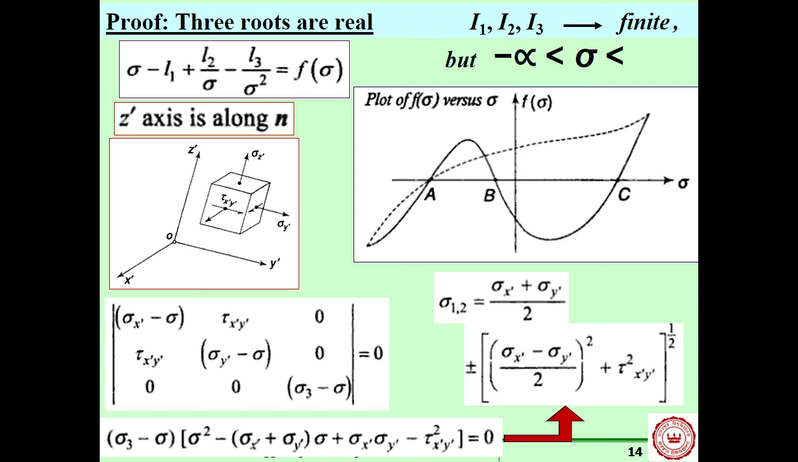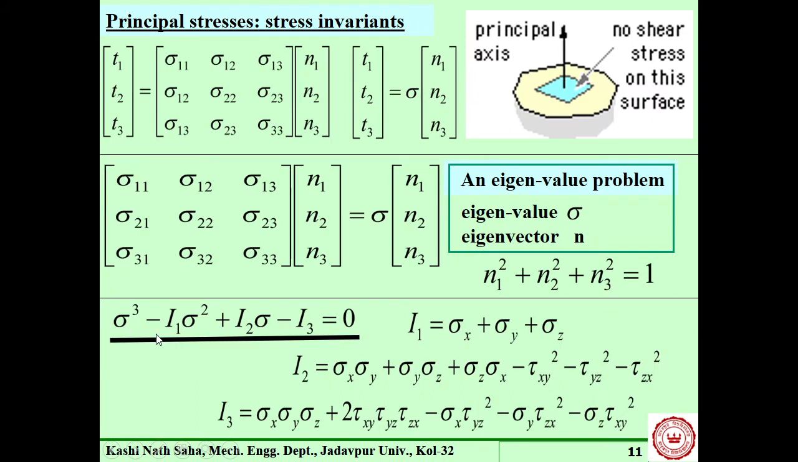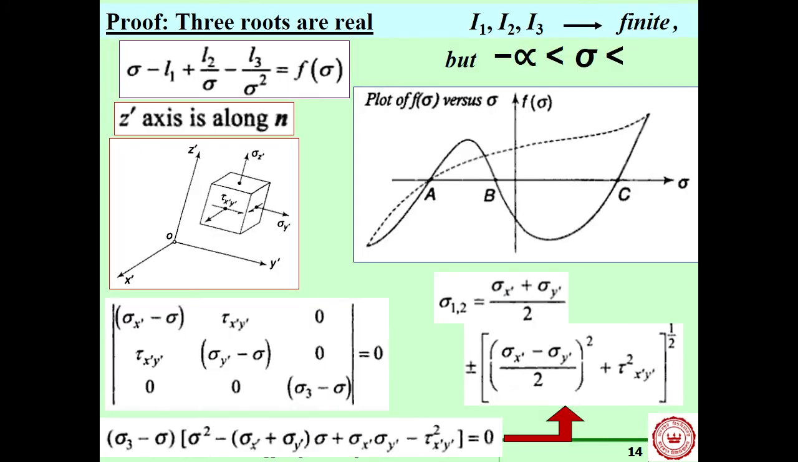Now, you see how this f(sigma) is represented here. It is the same thing, our cubic equation; you divide it by sigma square. This is sigma minus I1 plus I2 by sigma minus I3 by sigma square. What is the reason behind it? The reason is that whatever the values of I1, I2 and I3, they are finite values. They are not infinite values.